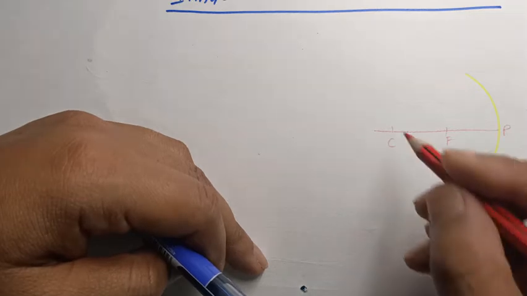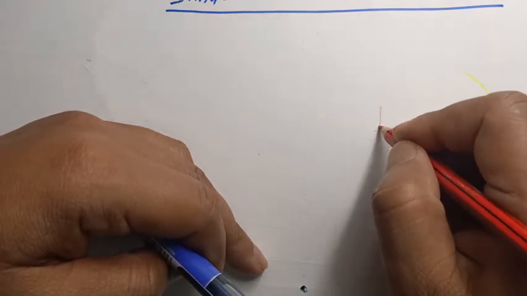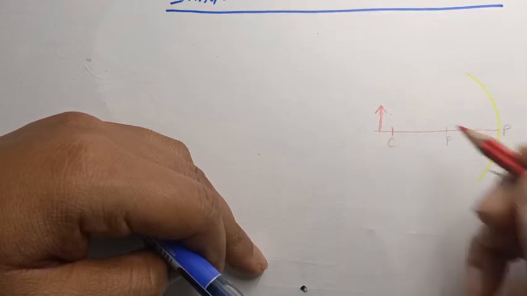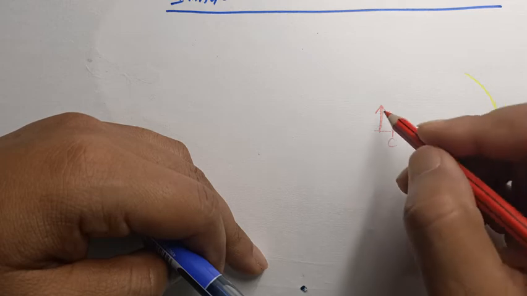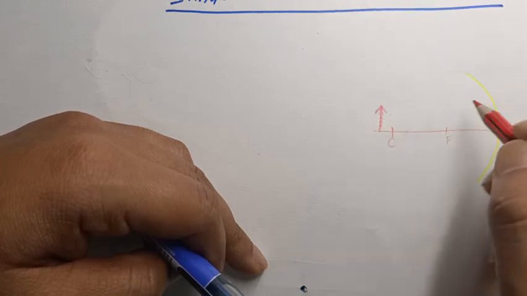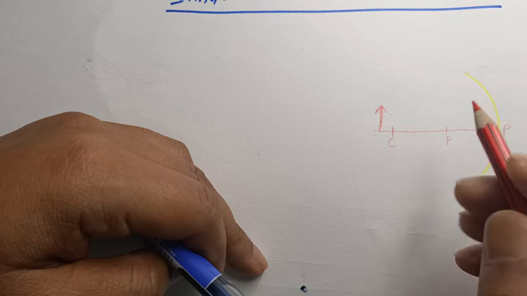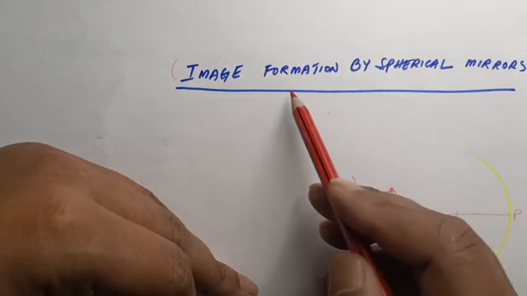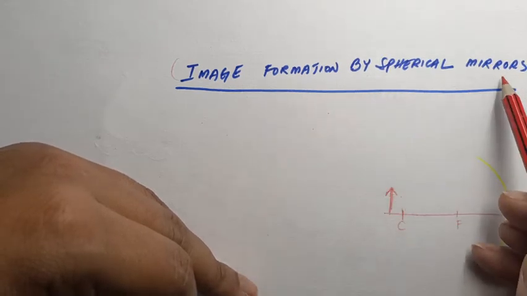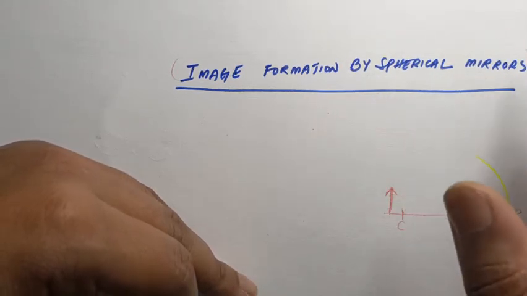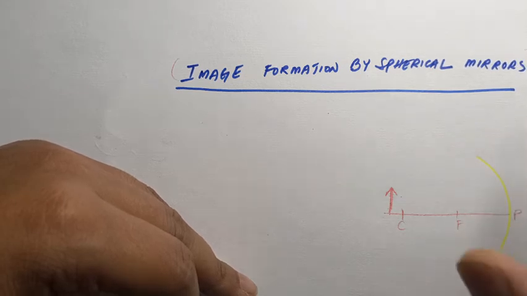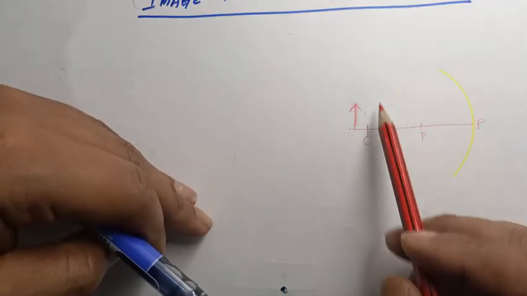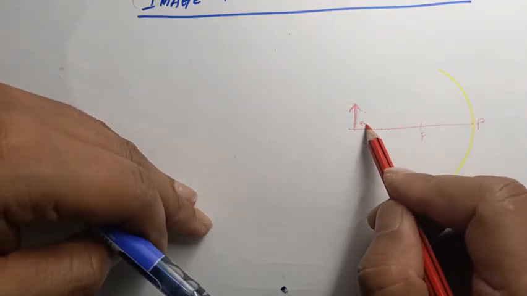Now let's say I keep an object behind C, where C over here is the center of curvature. So where will the image be formed? After we finish this topic of image formation by a spherical mirror, you will be able to locate where the image is actually formed by the mirror. Right now, as you can see, the object is behind C.